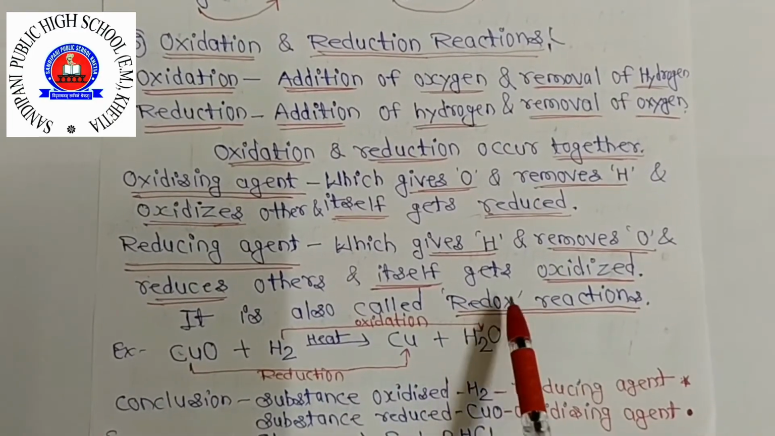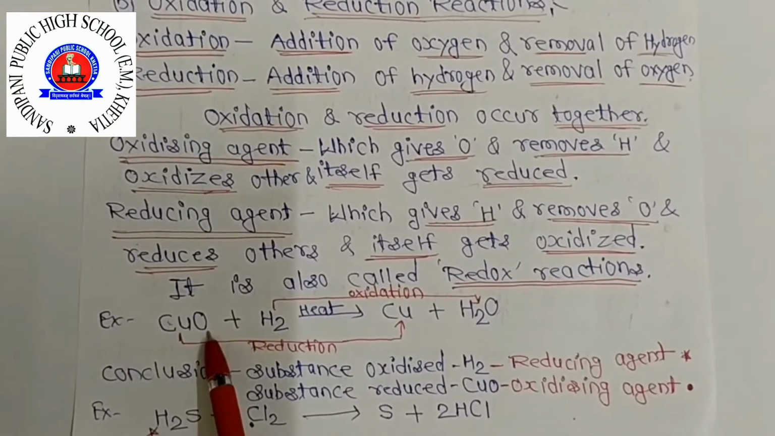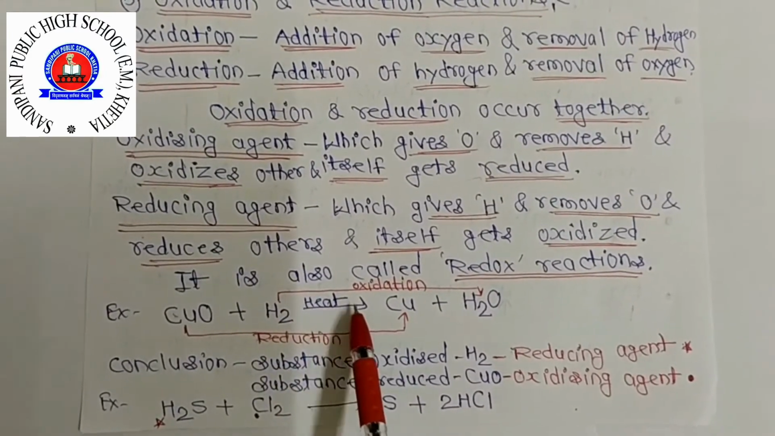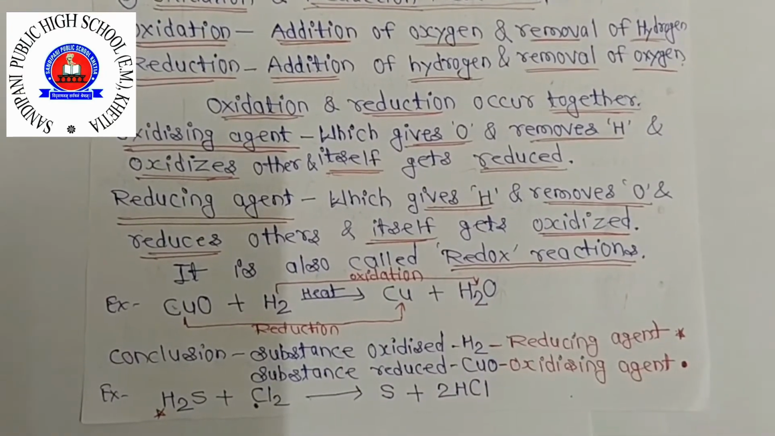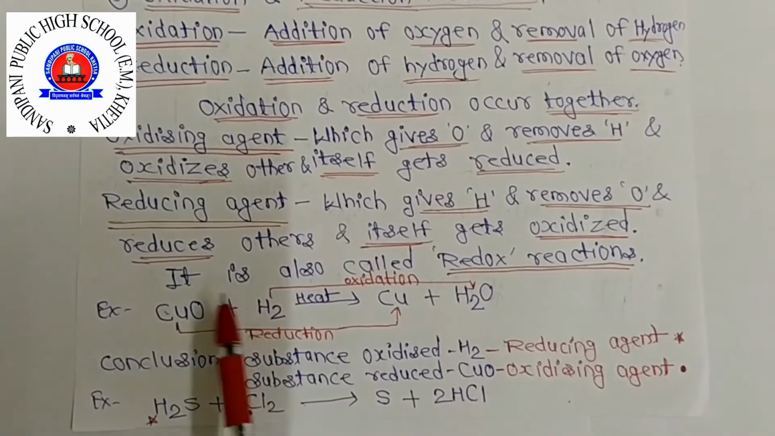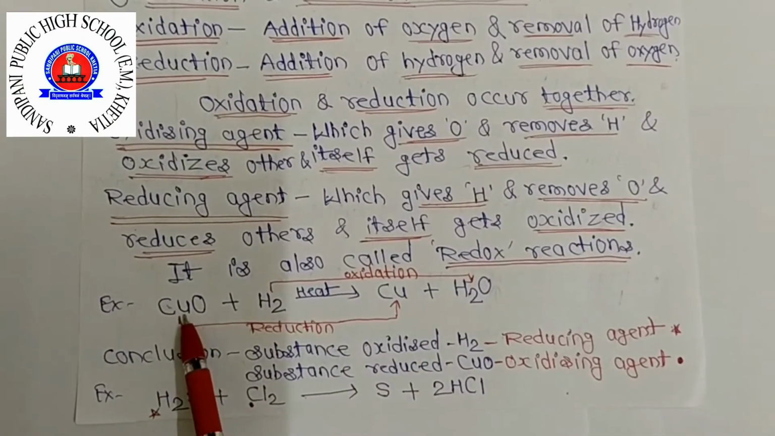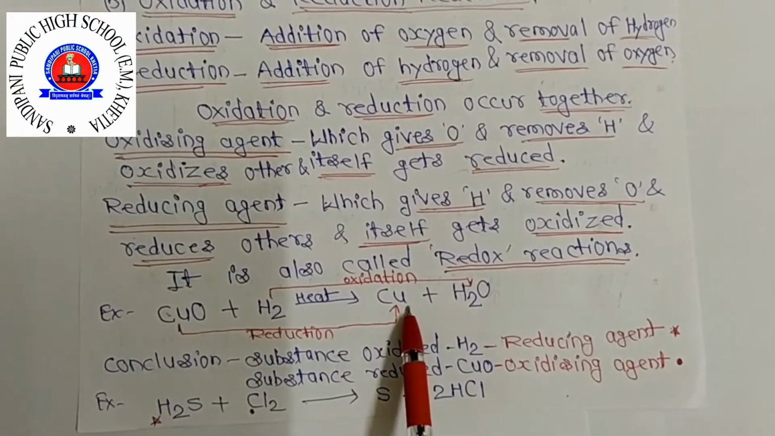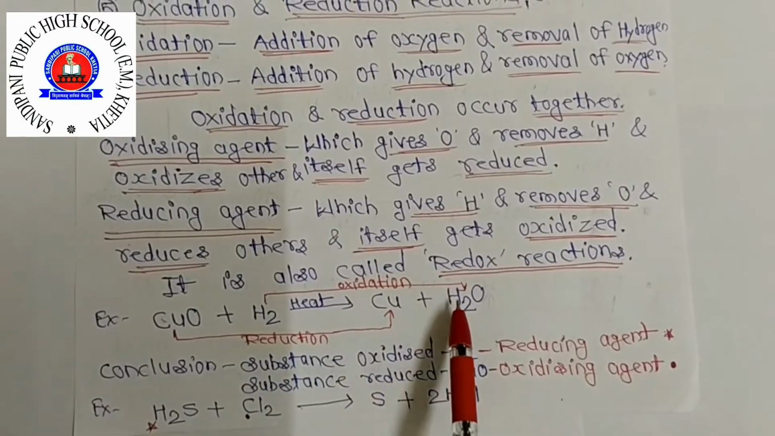Red means reduction, and ox means oxidation. So look here: copper oxide plus hydrogen, by the action of heat, forms copper plus water. So in this reaction, oxygen is being removed from the copper oxide. Look here, reduction is happening. In the reactant there was copper oxide, and in the product only copper is left. So it got reduced, and it has oxidized the other.